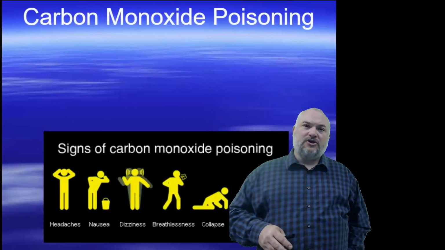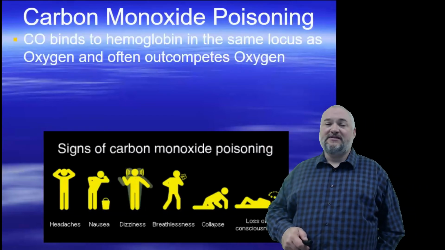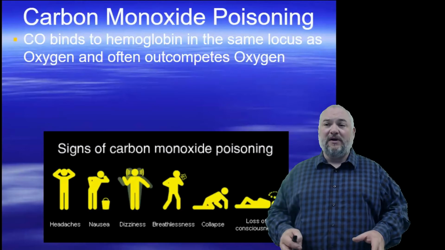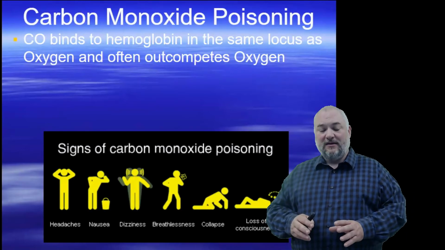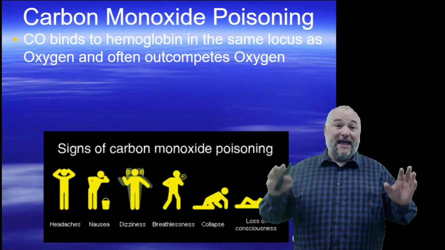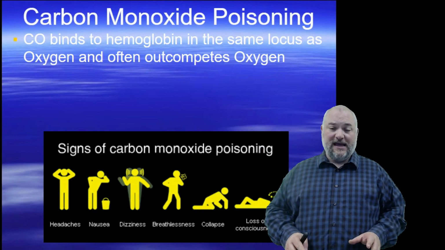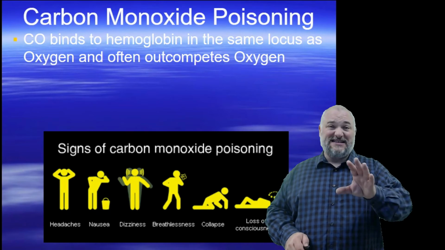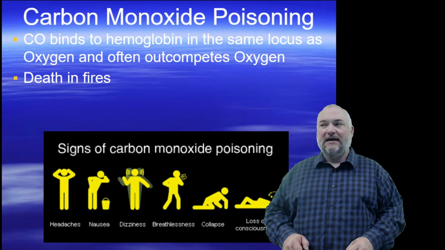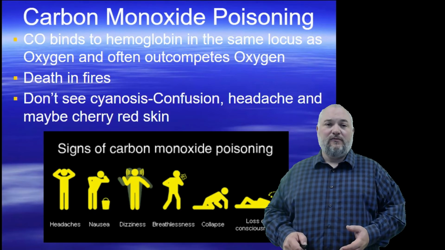All right, let's talk about carbon monoxide poisoning, CO poisoning. You may have heard of this. You may have CO detectors in your house that'll beep. Carbon monoxide binds to hemoglobin in the same location as oxygen, because there's just a carbon and an oxygen, and that oxygen end can stick into the hemoglobin. And that carbon monoxide will outcompete the O2 molecules. It'll get in there better than the oxygen molecules, and it'll stick in there. This is one of the leading causes of death in fires, because fires that aren't burning efficiently will create a lot of carbon monoxide, which will cause that.